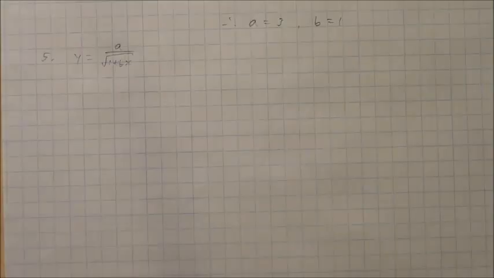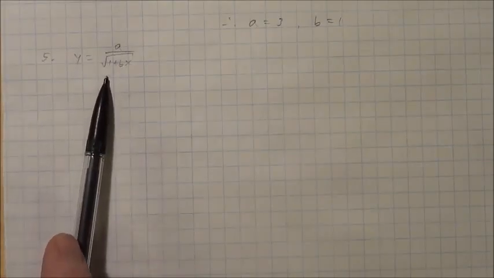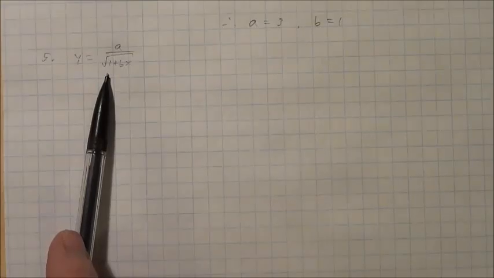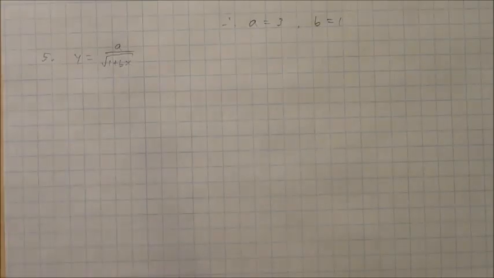Section 15B.2, question number 5, page 367. After question 4, where we were to solve for a couple of constants, a and b, we're given a little bit more of a challenging question to work on and find the constants a and b as well. We're given the function y equals a over the root of 1 plus bx, and a and b are constants.